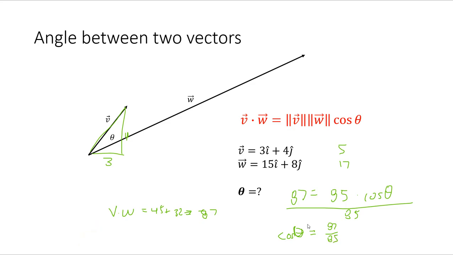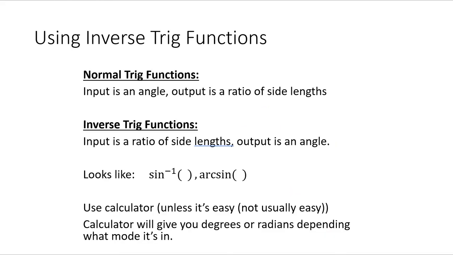I must have messed something up here. I'm sorry, let me redo this. This is 77, not 87. Okay, 77. So the cosine of theta is equal to 77/85. That doesn't really help us because it doesn't give us theta. So the extra piece of information we need here is how to use inverse trigonometry. If you've never used inverse trigonometry before, it couldn't be simpler.